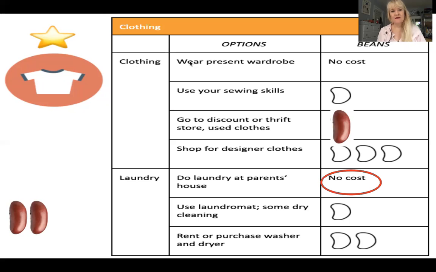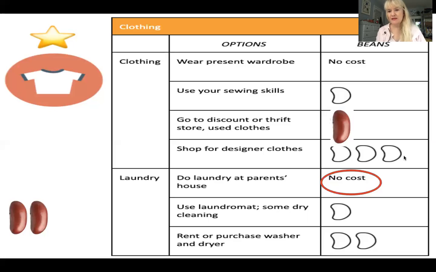All right. The first choice is to wear your present wardrobe. That means to wear the clothes you have right now and don't buy anything new. That costs nothing. It says no cost. The second choice is use your sewing skills. That means you buy the fabric and you make your own clothes. That costs 1 bean. We've already talked about the choice I made, which is go to a discount or thrift store and buy used clothes.